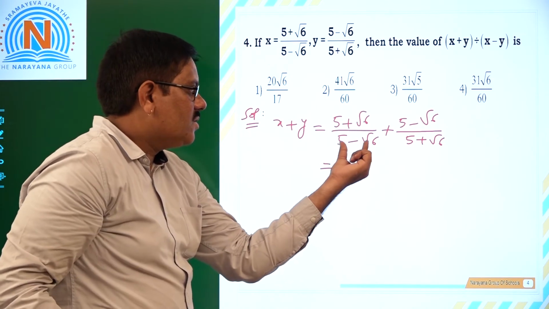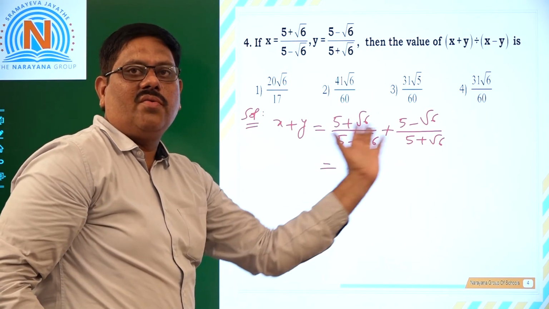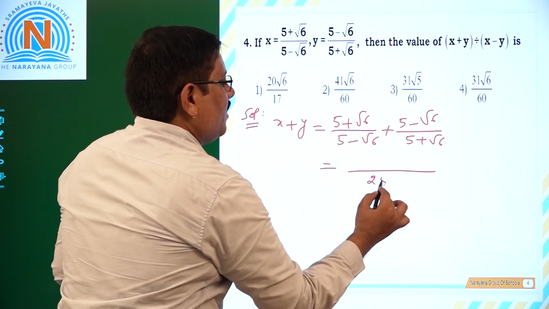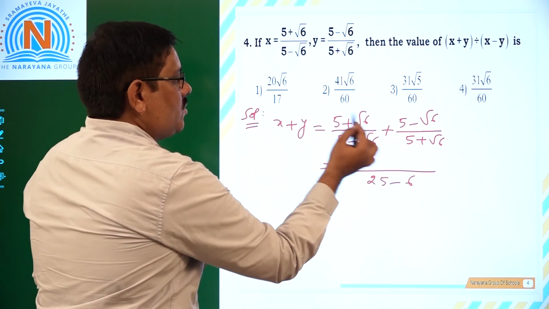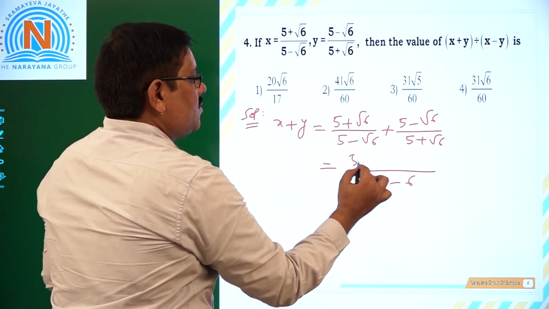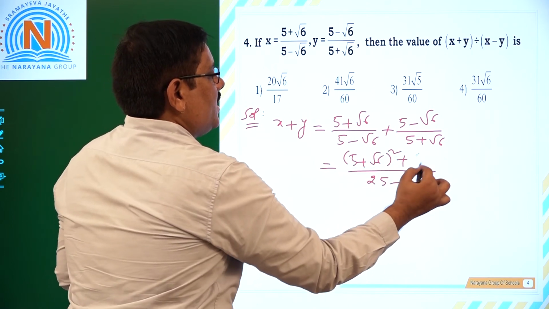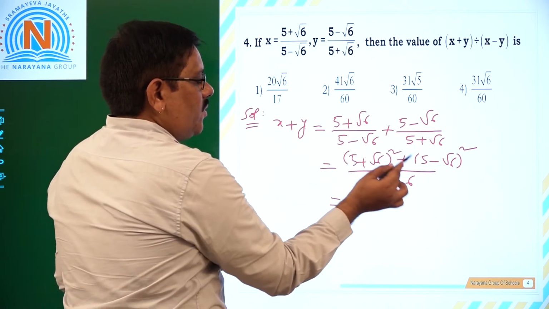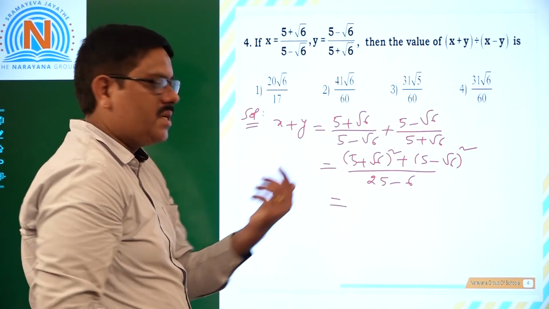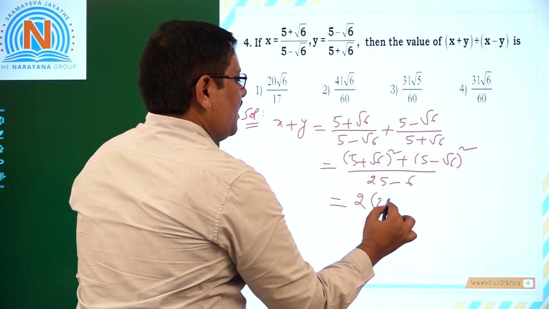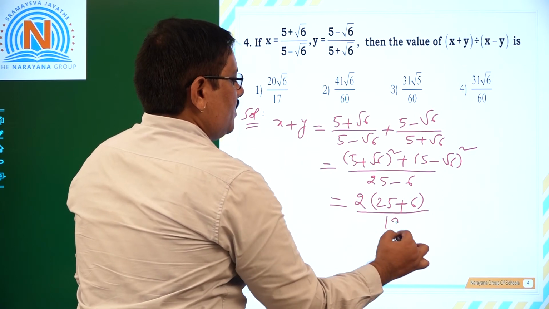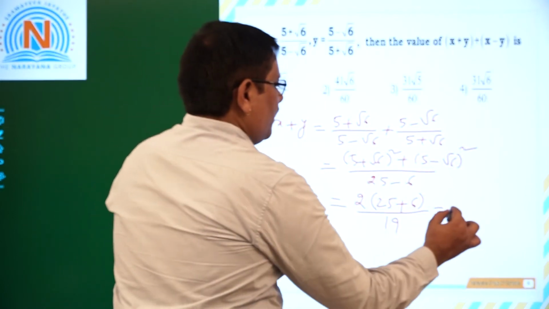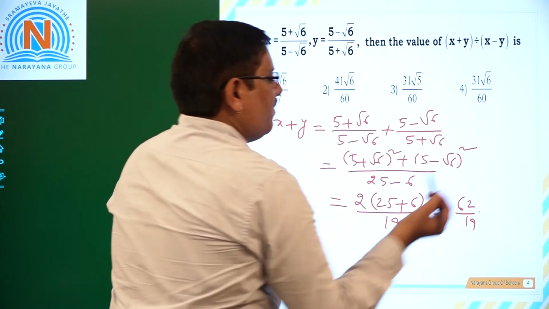Okay, so for 5 - √6, 5 + √6 is a rationalizing factor. Now we go for the LCM, that is (a - b)(a + b), that is a² - b². Now these two are to be multiplied, that is (5 + √6)² plus (5 - √6)². If you simplify further, it is (a + b)² + (a - b)², which is 2 times (a² + b²) by 19. That is going to be 2 into 31 by 19, that is 62 by 19. That is the value of x + y.